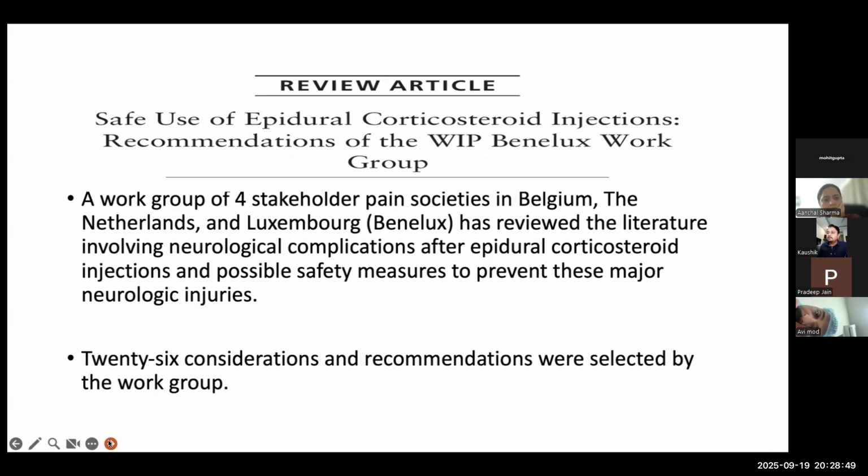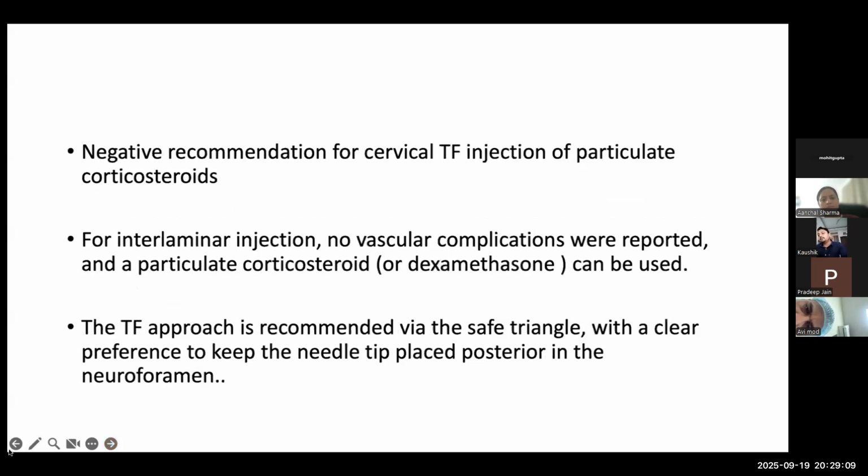So again, we have another interesting article, published from studies from 4 pain societies in Belgium, Netherlands, and Luxembourg, and they have given 26 considerations and several recommendations. What they have concluded from this exhaustive study is that they advised a negative recommendation for cervical transforaminal injection of particulate steroids. And they have advocated the use of a safe triangle approach for transforaminal steroids, with a preference to keep the needle tip in the posterior of the neuroforamen.